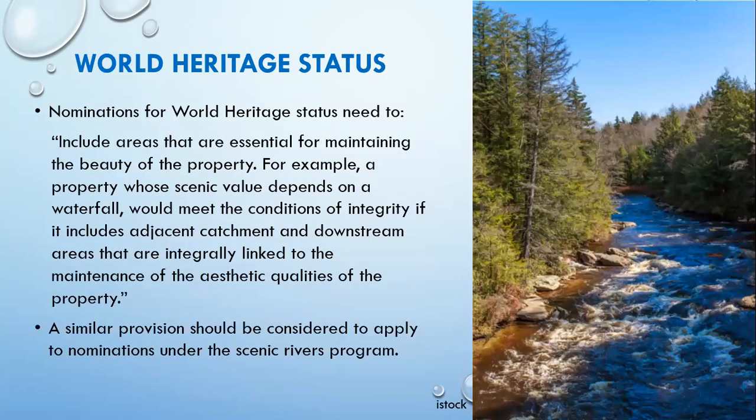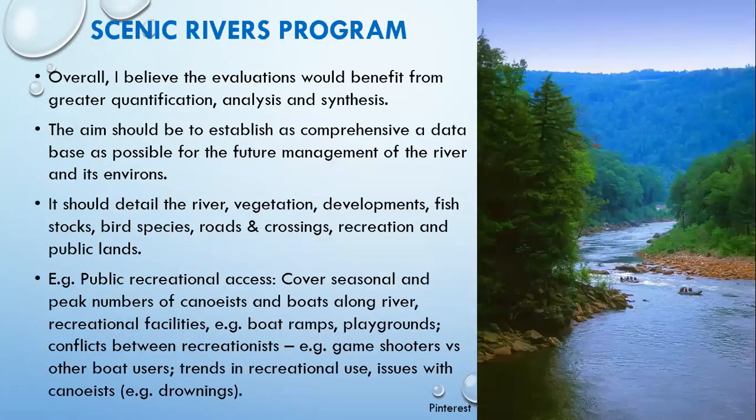I cite the World Heritage criteria as something which could be considered. The criteria state that they have to include areas that are essential for maintaining the beauty of the property. For example, a property whose scenic value depends on a waterfall would meet the conditions of integrity if it includes adjacent catchment and downstream areas that are intricately linked to the maintenance of the aesthetic qualities of the property. And a similar provision should be considered to apply to nominations under the Scenic Rivers Program.